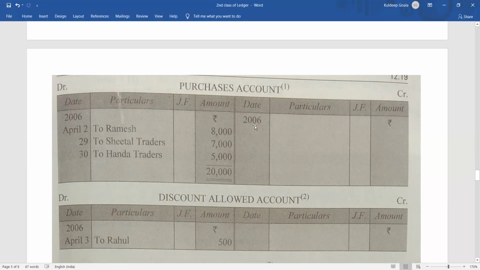What will you write here? April 30. What will you write? By balance carried down. Actually, purchase account is related to stock. That is why they are not doing the balancing here. I am talking only about purchase. Since it is related to stock, that is why they are not mentioning it here. So if there is stock, then you try to manage it in one place under the purchase name. Clear? If you do the balancing, you will find that this side also it is 20,000.